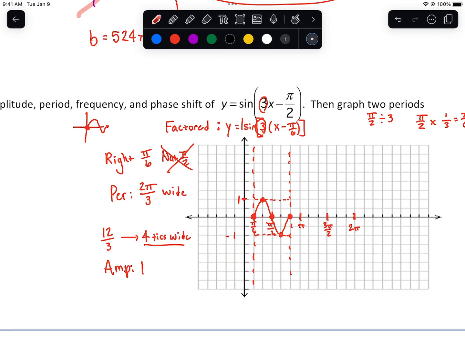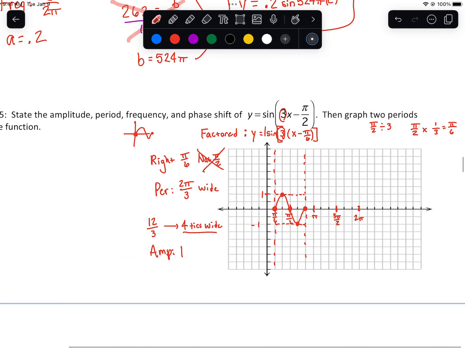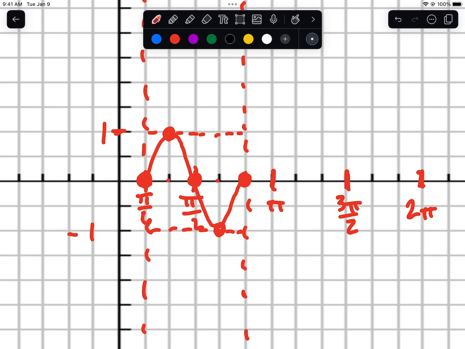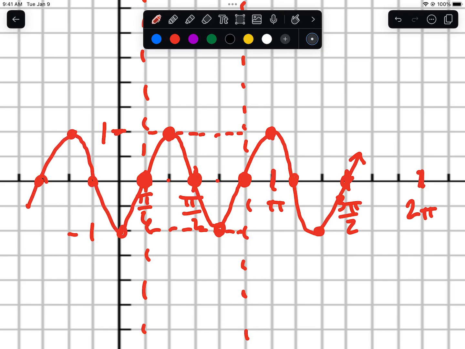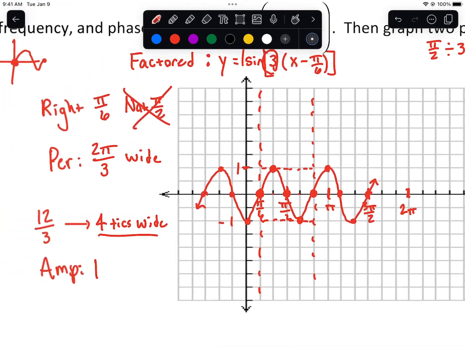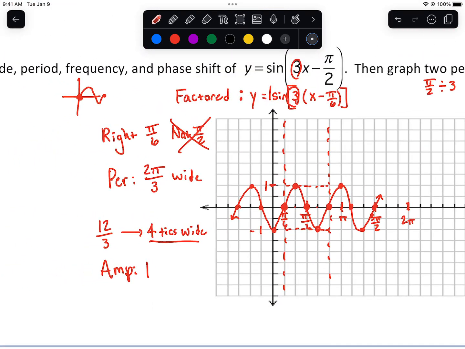Now, if you look at the instructions, they do say graph 2 periods worth of the function. So we can extend the pattern there. Once you get that one box drawn, you can extend it and get a couple more points if you want. You could even extend it the other direction if you wanted. Right there, I just got 3 periods worth. And that is how you graph with a transformation.